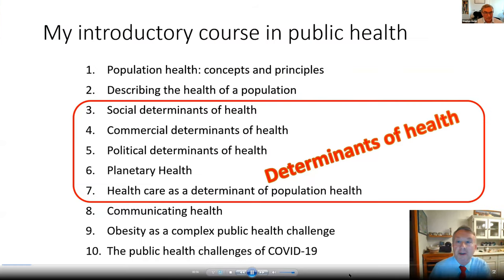So this is how I organize my course. I start off with some discussion of the history of public health, looking at the concepts and the principles. Then I say something about describing the health of a population. And then I look at a series of determinants of health, social determinants. I say a bit about scientific determinants and clinical medicine, physiology as well. Commercial determinants, political determinants. I look at planetary health and healthcare as a determinant of population health. And as we'll see, we can actually bring issues around migration and ethnicity into almost all of these. And then we talk about communicating health and we have some practical examples.